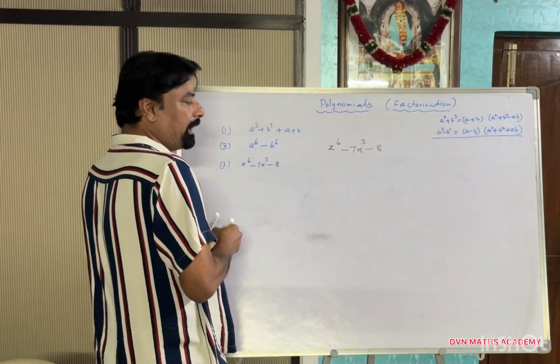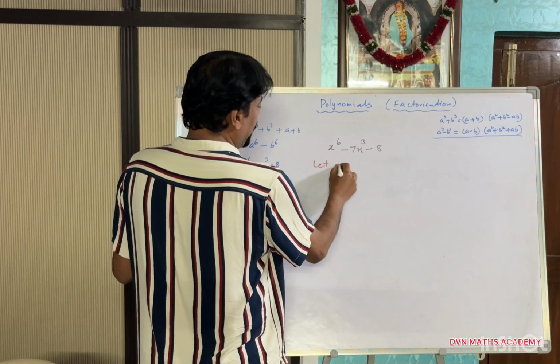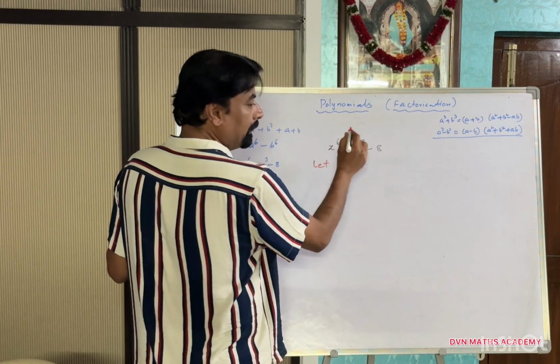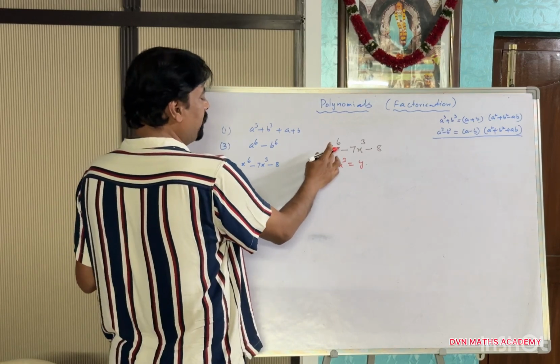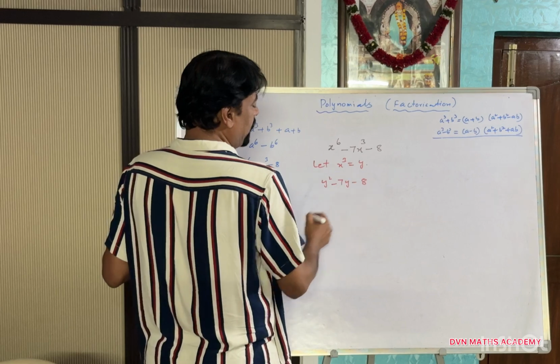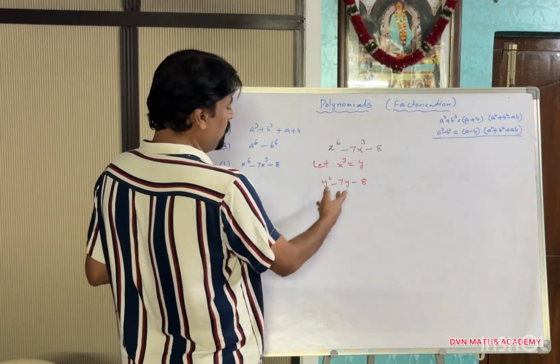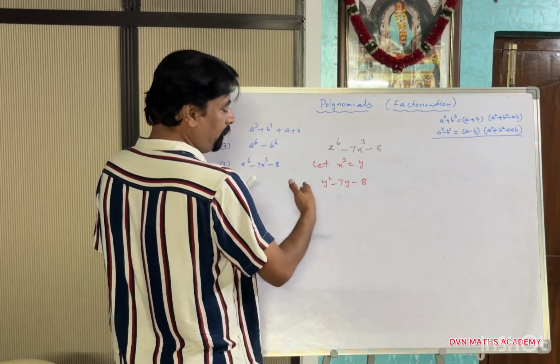So here what I am doing, let x cube be equal to y. Then it will become y square minus 7y minus 8. Now it is a quadratic polynomial, you know how to split it. So according to the middle term splitting, you can factorize this.